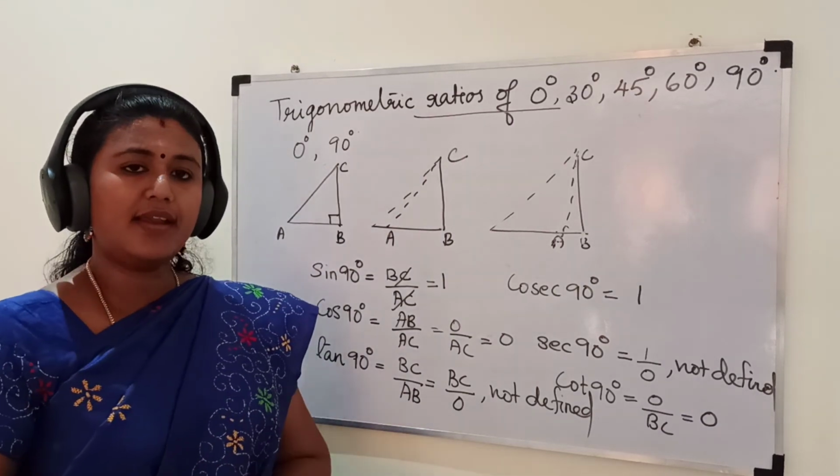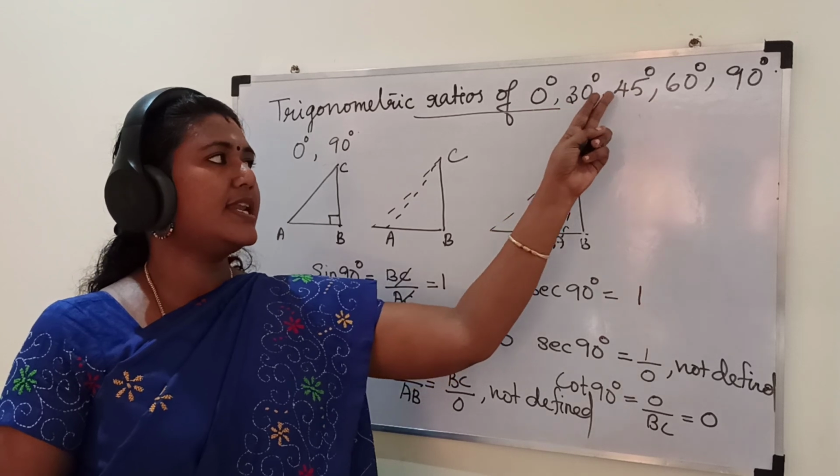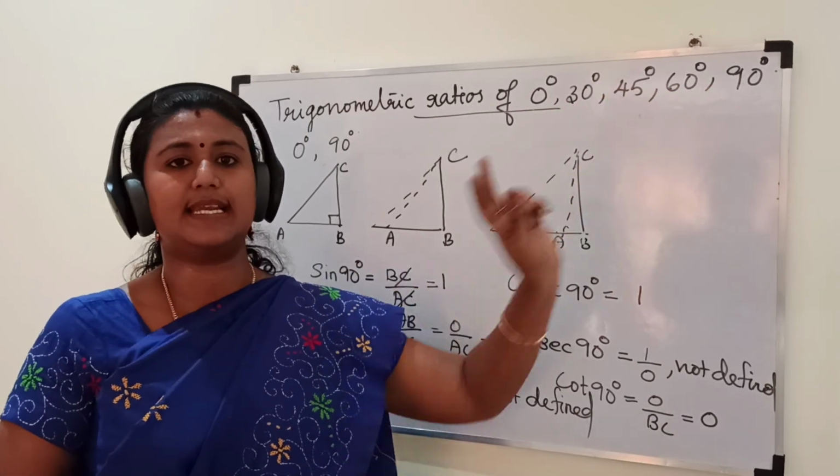So we can define the trigonometric ratios of the specific angles 0, 30 degree, 45 degree, 60 degree, 90 degree.